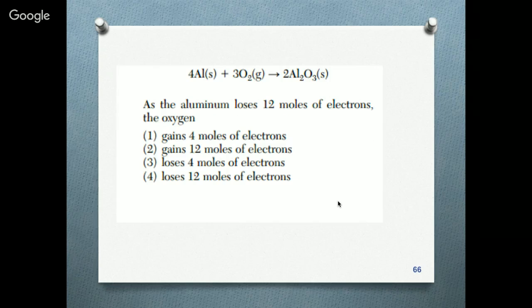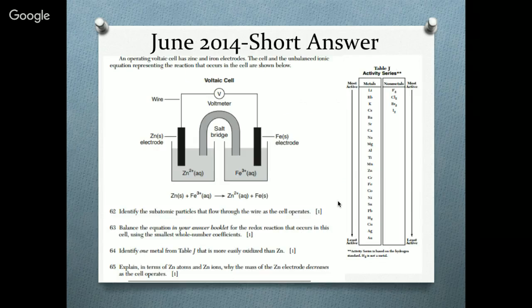As aluminum loses 12 moles of electrons, we know the number of moles lost always equals the number of moles gained. So if 12 moles are lost, 12 moles of electrons are going to be gained. Okay, June 2014 short answer. We want to identify the particles that flow through the wire. Well, what's going through the wire are the electrons. Electrons always go from anode to cathode through the wire.